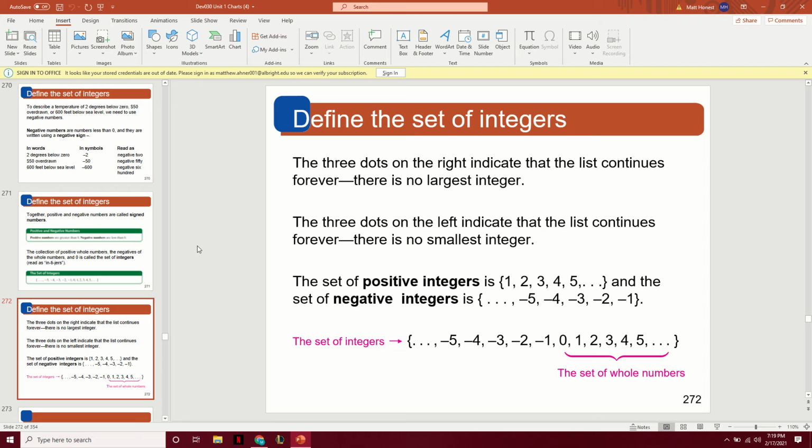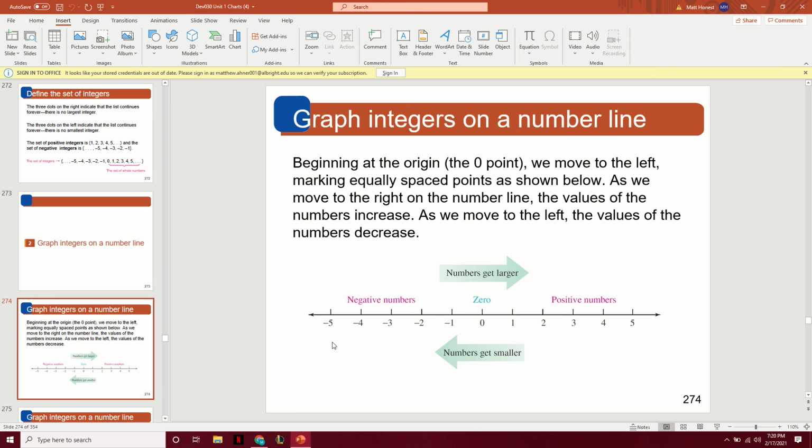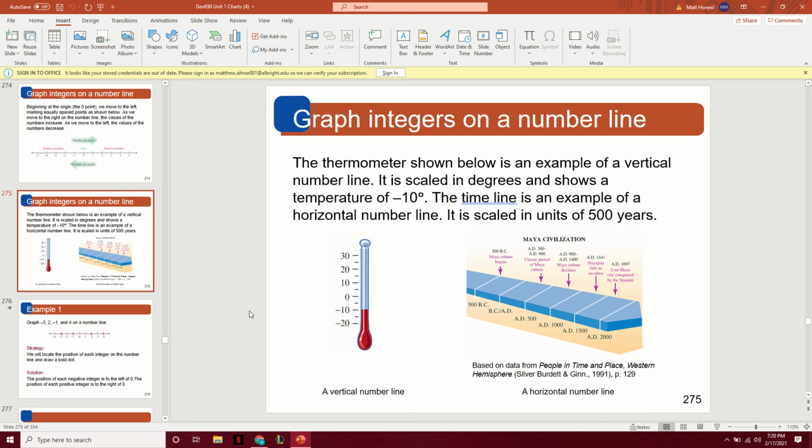So the set of integers can be defined as this: dot dot dot -5, -4, -3 all the way up to 0, then 1, 2, 3, 4, 5 dot dot dot. Your integers are just your whole numbers and the negative versions of themselves. So your counting numbers plus the negatives. If we were to graph them, we're going to graph them the same way we graph every number. If you want to graph a positive number, you move to the right. If you want to graph a negative number, you're going to move to the left. And to graph them, you just find the number on the number line and put it in. Some common number lines that you'll run into that use integers are things like timelines and things like thermometers, like an old school scale thermometer.